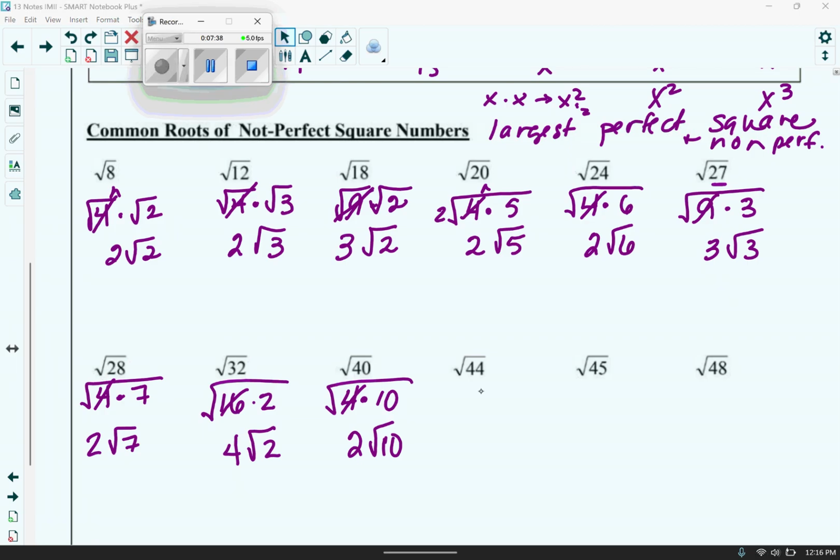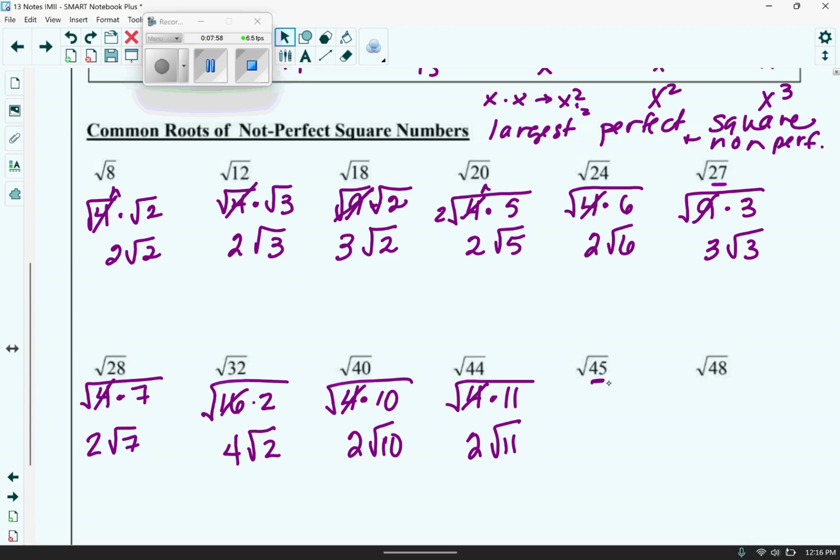44. Half of it is 22, but there's nothing more, so we're going to say 4 again times 11. The square root of 4 is 2, so 2 radical 11. Now notice 11 is prime, so you can't do anything more with that. 10 over here only breaks down to 5 and a 2, so there's nothing perfect in those two numbers.